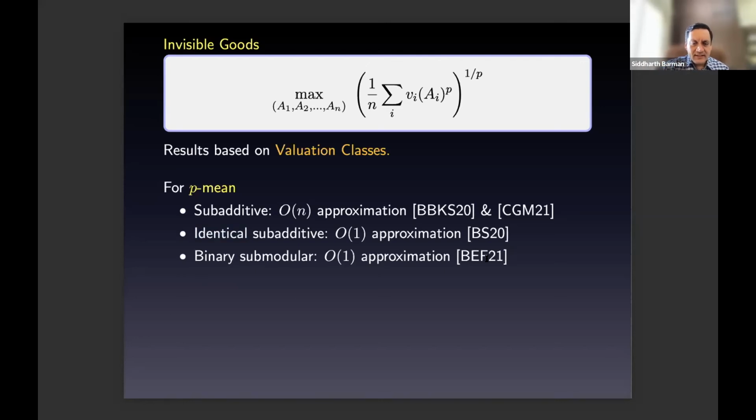There's a very nice recent work by Babaioff et al. that looks at the binary submodular case. So these are matroid rank valuations; these v_i are rank functions of matroids. In this case, again, you can get a constant factor approximation for all p-mean welfares. So this is for the general p-mean. The one-line summary here is that, yes, this is a challenging problem.